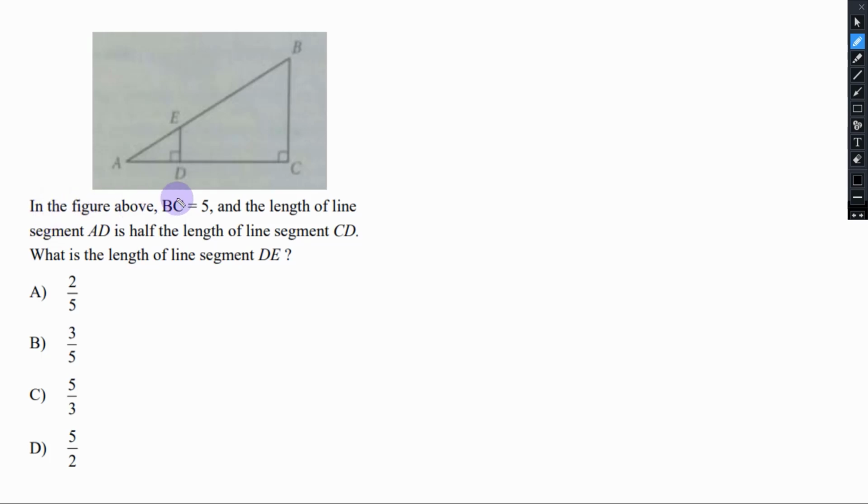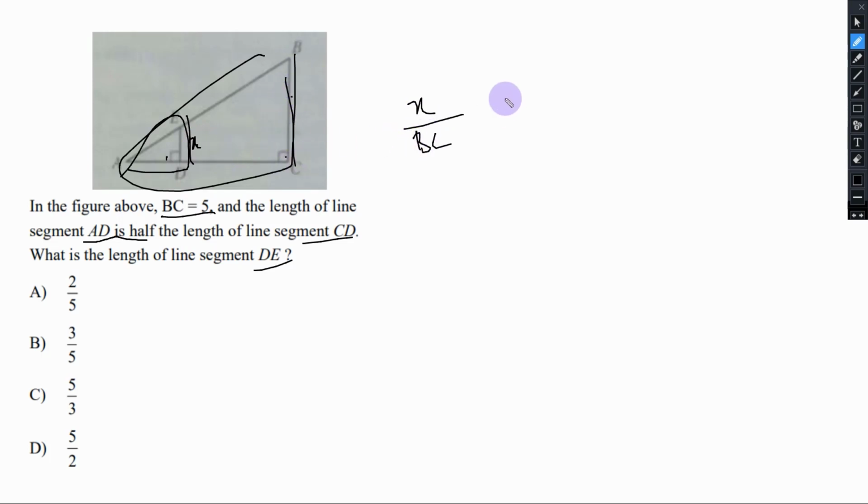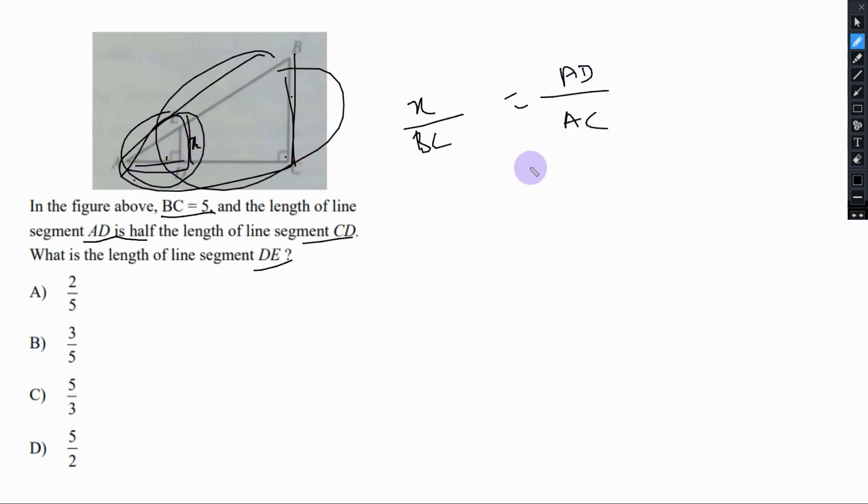So next question, in this figure above, BC equals 5 and the length of line segment AD is half the length of line segment CD. What is the length of DE? So we need to find this length. So let's suppose this is X. So this triangle and this big triangle have 90 degrees, so these triangles are similar, so we can use the property of similar triangles. So we can do X divided by the opposite side BC, and then this triangle AD divided by the whole triangle AC.